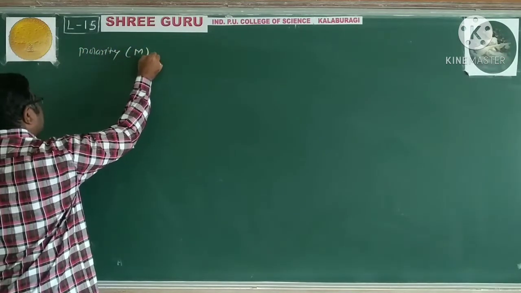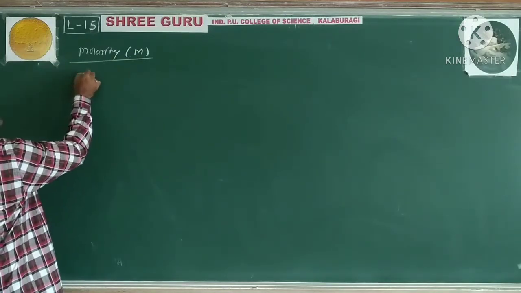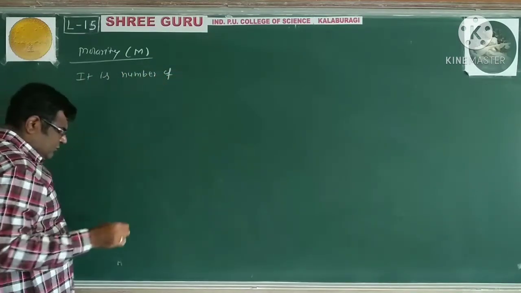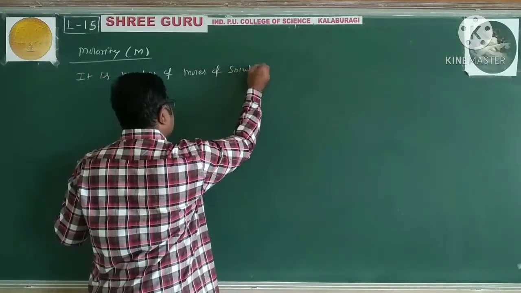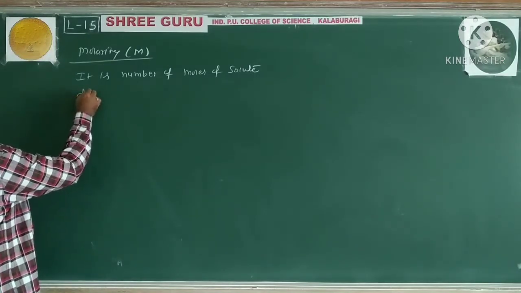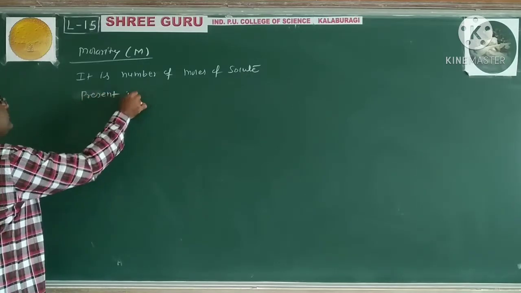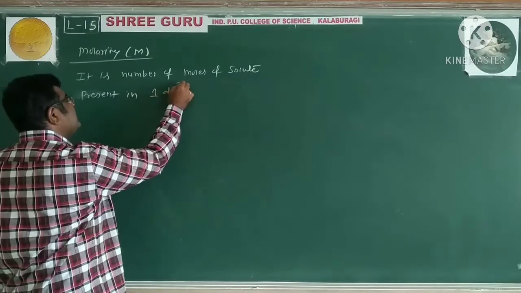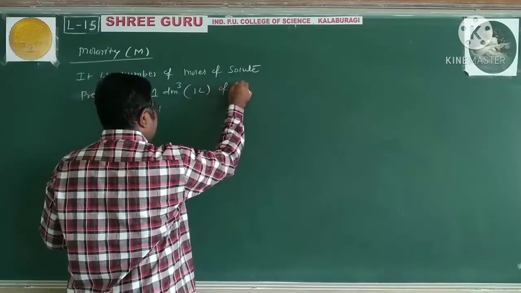This is called molarity, written as capital M. So it is the number of moles of solute. Remember, number of moles of solute present in 1 cubic decimeter, also called 1 liter, of solution.